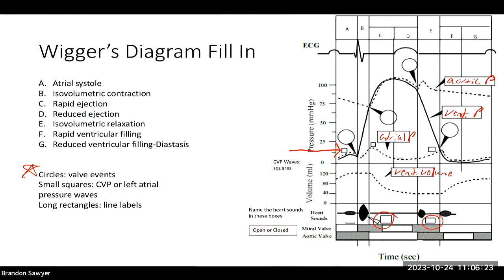All right, so I helped you out with labeling those lines there. If you want to look at that, make sure you've got the same idea. Or aortic pressure, yeah. So P for pressure.